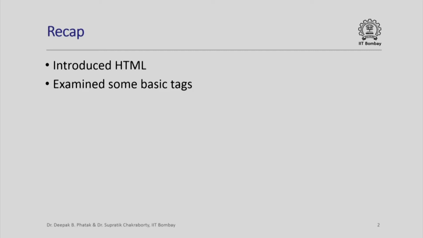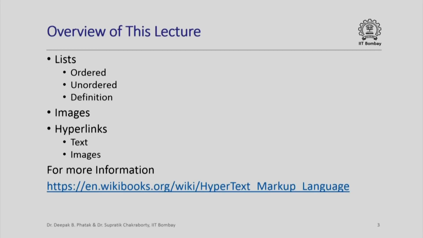In the last session, we introduced the hypertext markup language and examined some very basic tags. Today, we shall see some more features of HTML which permit us to display images, and most importantly which permit us to define what is known as hyperlinks. A hyperlink is nothing but a text on which if you click you will be taken to another page indicated by that link. That is why it is called a hyperlink. For example, the reference material shown here itself is a hyperlink. Let us look at lists, images and hyperlinks in that order.